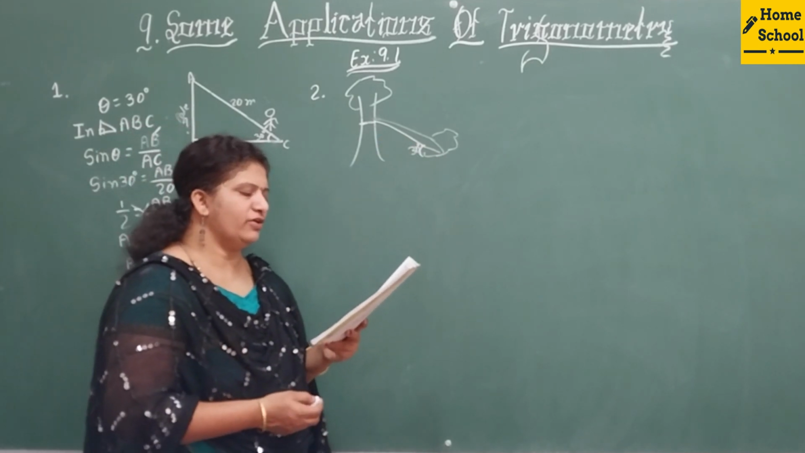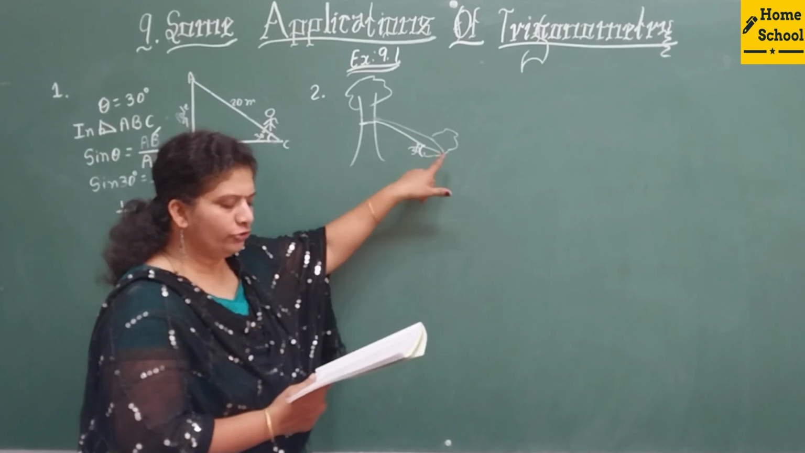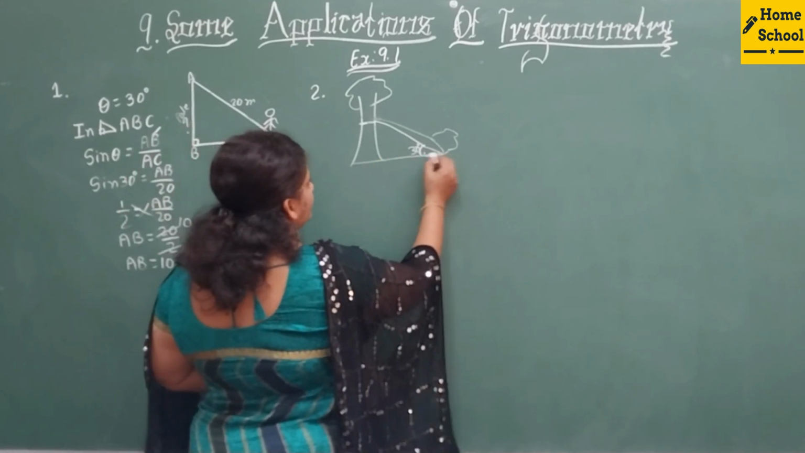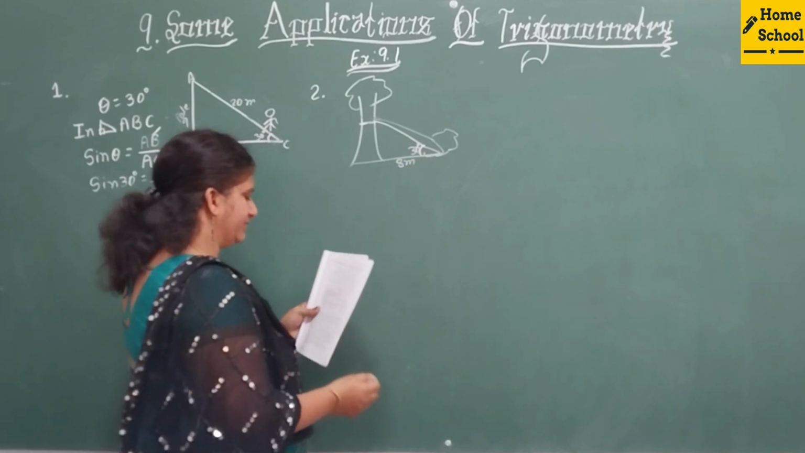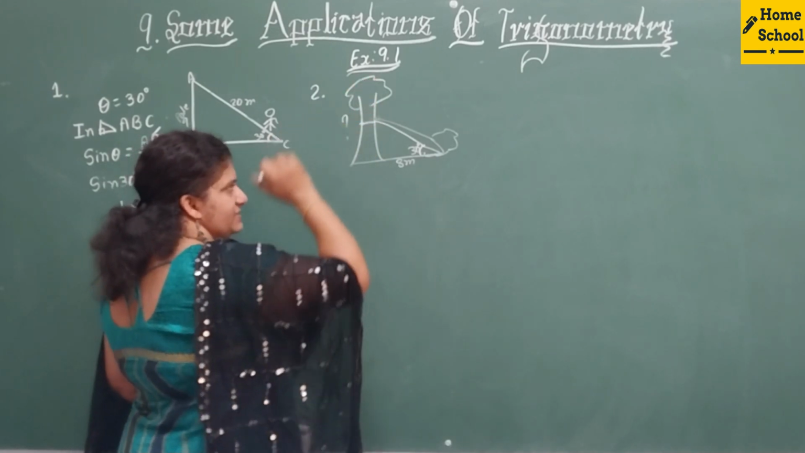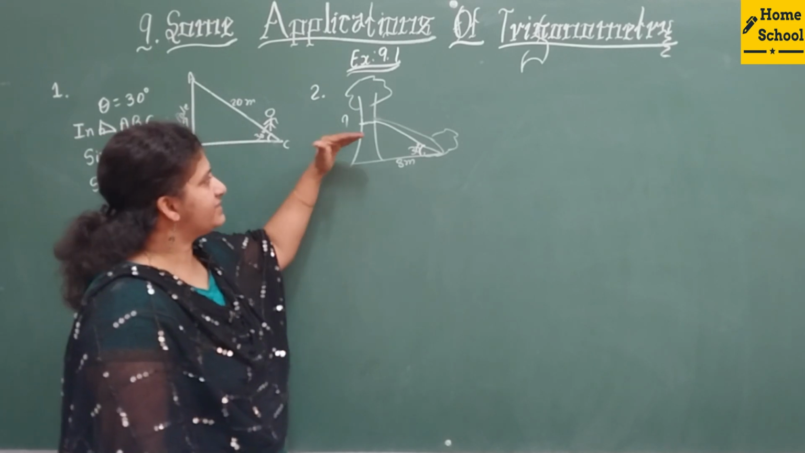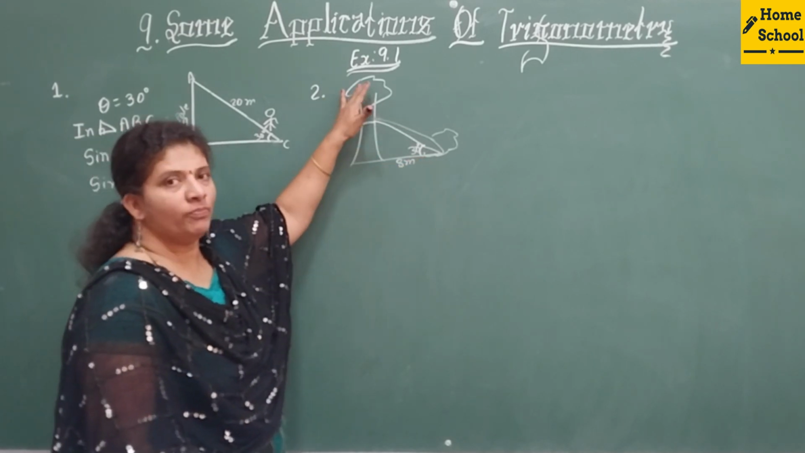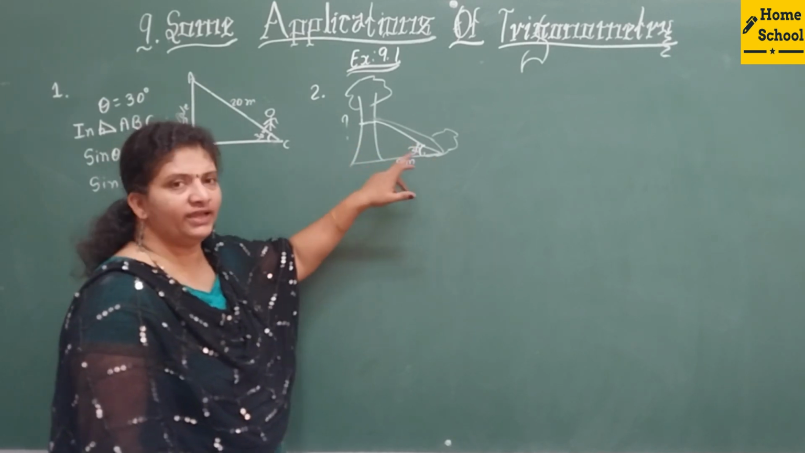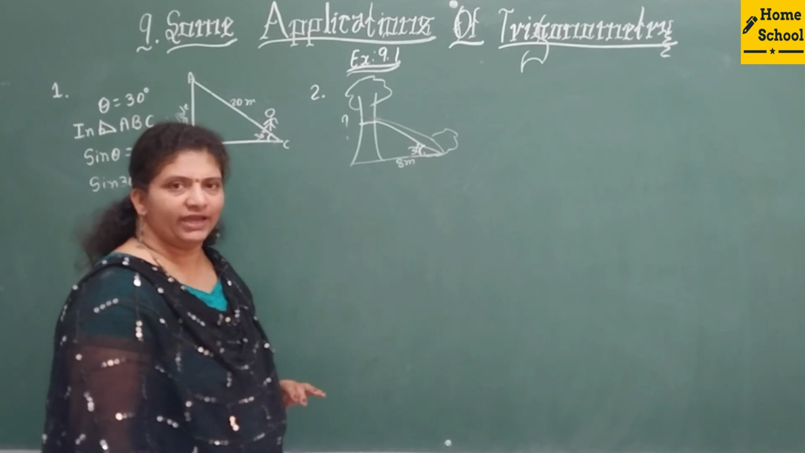The distance between the foot of the tree to the point where the top touches the ground is 8 meters. Find the height of the tree. Height of the tree means this part plus this part we need to find. So try to understand carefully. There is a tree. At some part it is broken. The top of the tree touches the ground, making an angle 30 degree. The foot of the tree and the top of the tree where it is touching the ground distance is 8 meter. Find the height of the tree.